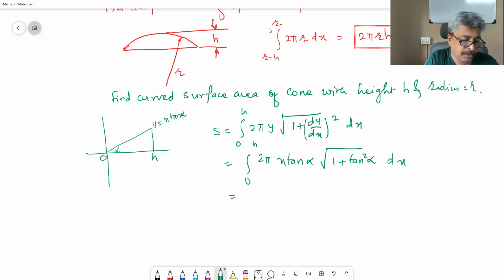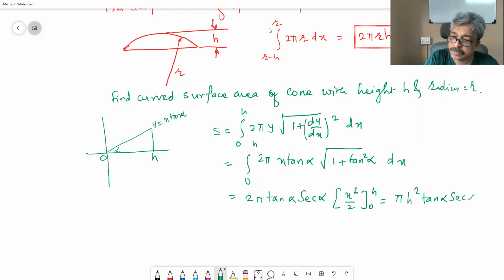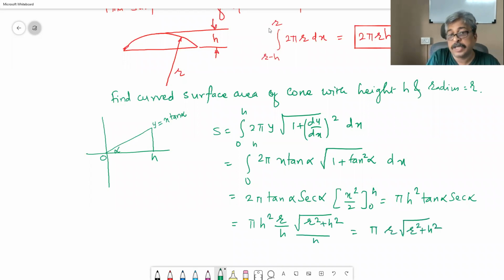dx, which is equal to 2 pi tan alpha sec alpha to be evaluated, x square by 2 between 0 to h. That makes it pi h square tan alpha sec alpha, which is equal to pi h square r by h radical r square plus h square whole divided by h, which is equal to pi r radical r square plus h square.